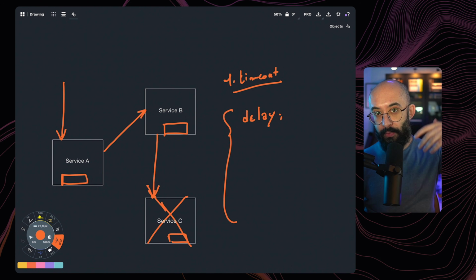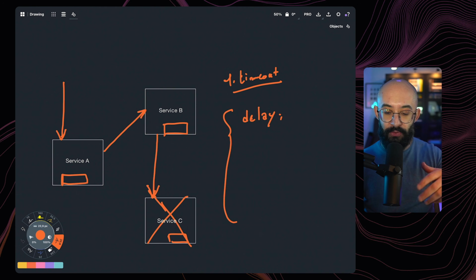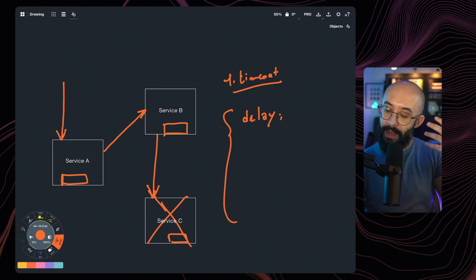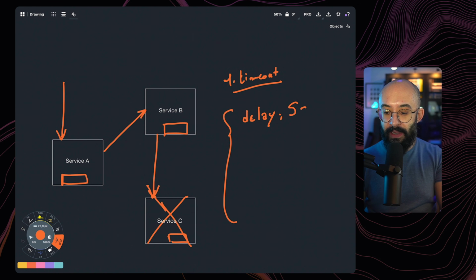And again, just like we did with the experiment for figuring out the timeouts, we might want to try to figure out this value from data. And if we cannot figure it out, we just use something that makes sense. So maybe we can start with a 5-second delay. And after that 5-second delay, we can make another call.